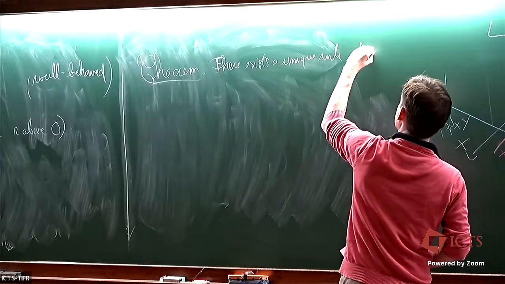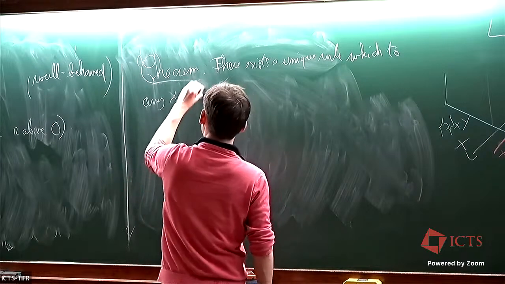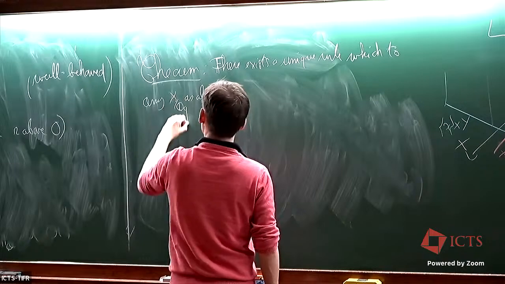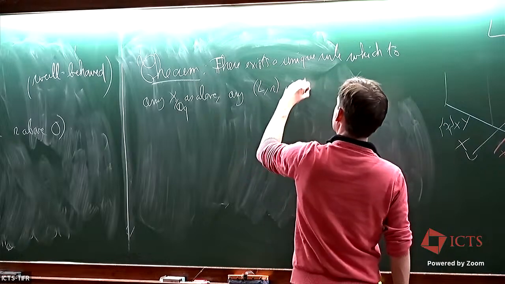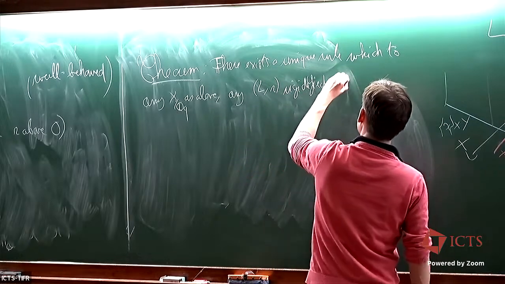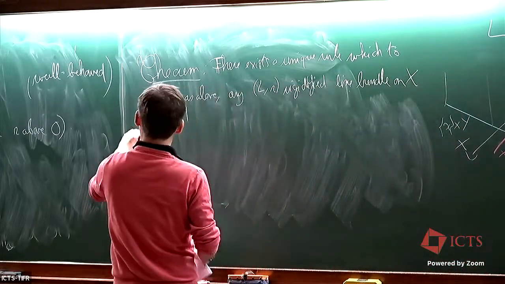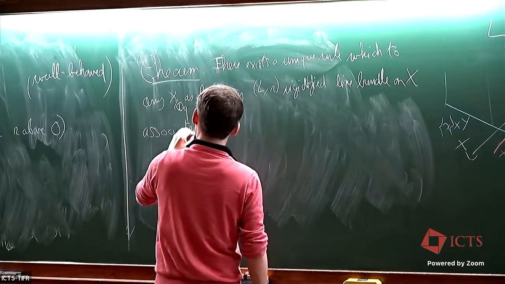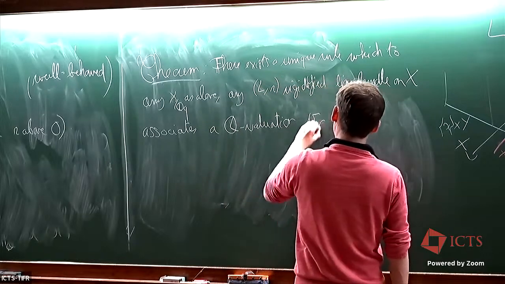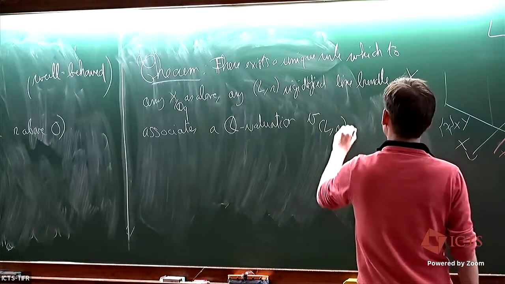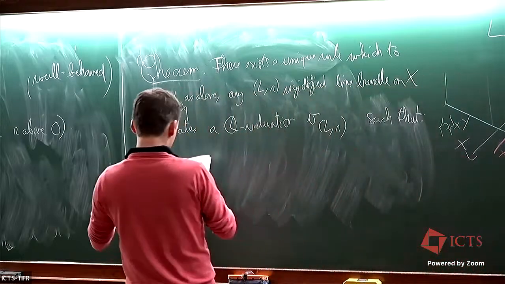rule which to any X as above over Q, and any rigidified line bundle (L, r) on X, associates a Q-valuation v_{L,r}, which satisfies the following properties. One.